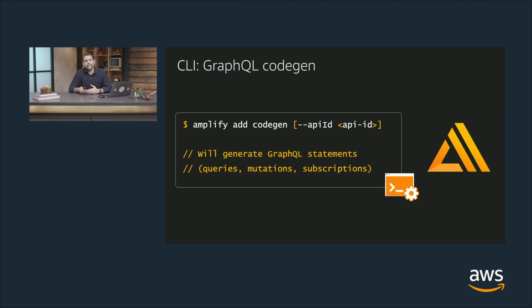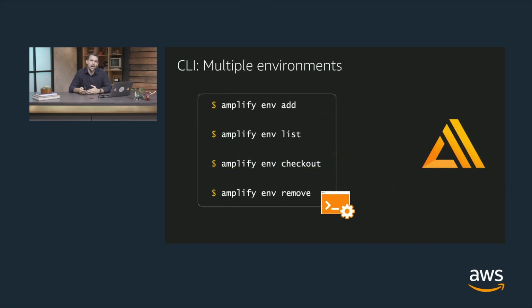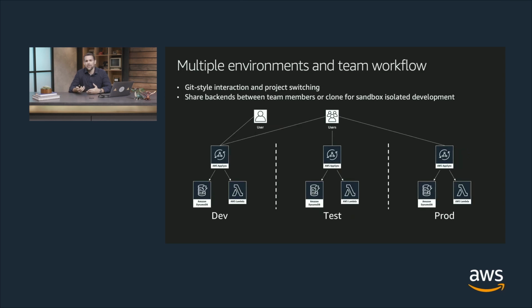After the GraphQL API and the data backend is deployed, Codegen helps you generate native code for iOS and Android, as well as the generation of types for Flow, JavaScript, and TypeScript. It can generate GraphQL statements, queries, mutations, and subscriptions so that you don't have to hand code them. Finally, with the CLI, you can create, manage, and connect to different environments in the same project. With multiple environment support, you can use Git-style interaction and project switching, as well as share backends with teams or create a fully isolated sandbox for your specific development needs.